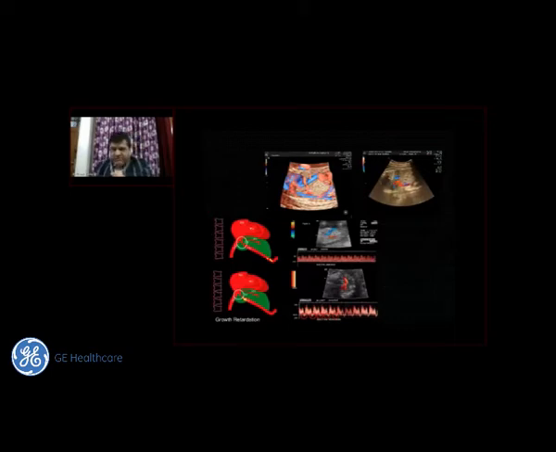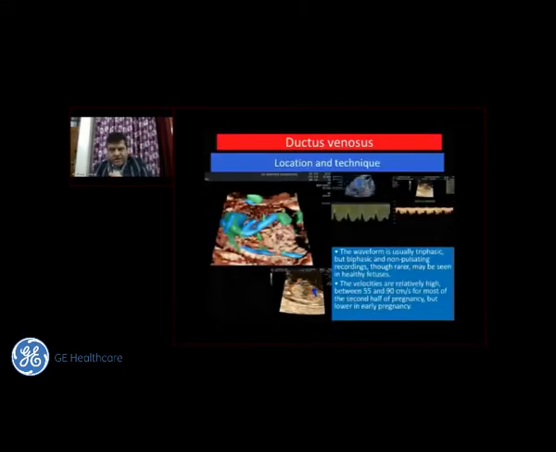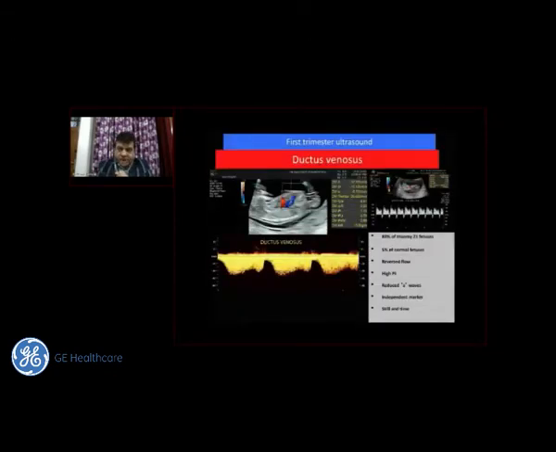We do look at the A waves, but we don't wait for the reversal of the A waves anymore to describe the ductus venosus as abnormal. It is the rising PI, more than the 95th centile for the gestational age, when we say that the ductus venosus is getting abnormal. Please remember the waveform is usually triphasic and the velocities are relatively high, so we need to set our machines accordingly.